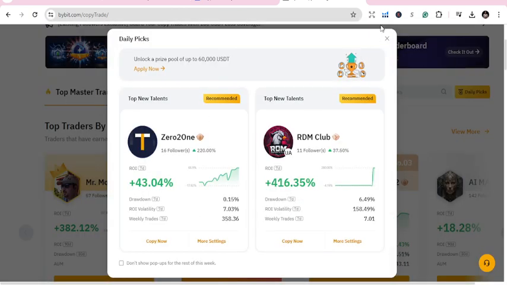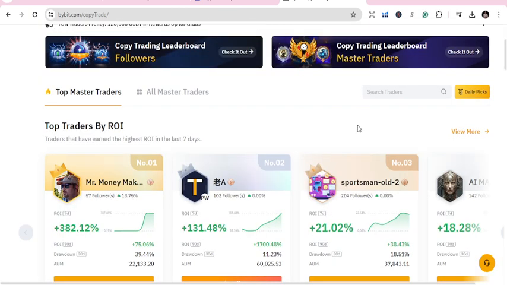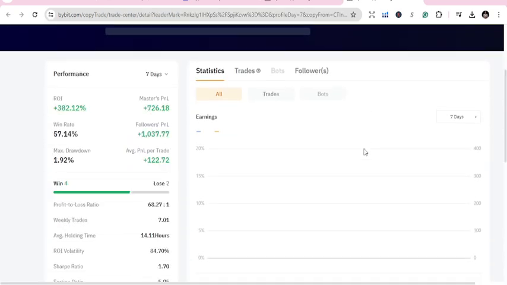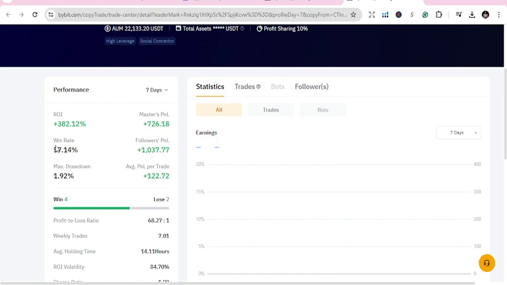What I want you to know is that copy trading is a simple strategy whereby you can leverage other people and their trades, see how they are performing, follow them, and make some profit. Today, you can see we have Mr. Moneymaker, number one. Let's check number one and his performance.